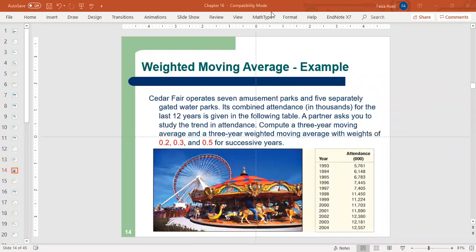So starting from the example of moving average. Here is the data given for computing 3-year moving average and 3-year weighted moving average with the weights of 0.2, 0.3 and 0.5, which is equal to 1. So the sum of weights should be equal to 1, and the recent year gets the highest weight. So these are two conditions for the weighted moving average. Moving on to the next slides, let's see how to calculate the moving average.